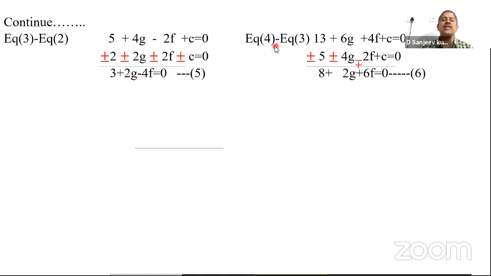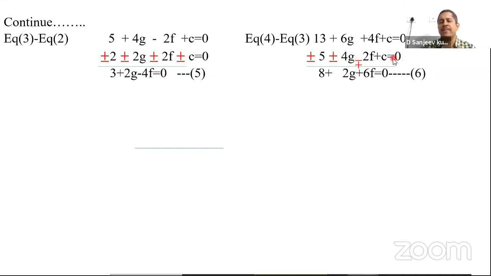Now, likewise, you take equation 4 minus equation 3. So equation 4 was 13 plus 6g plus 4f plus c is equal to 0. Now, what is equation number 3 here? You see here, it is 5 plus 4g minus 2f plus c is equal to 0.